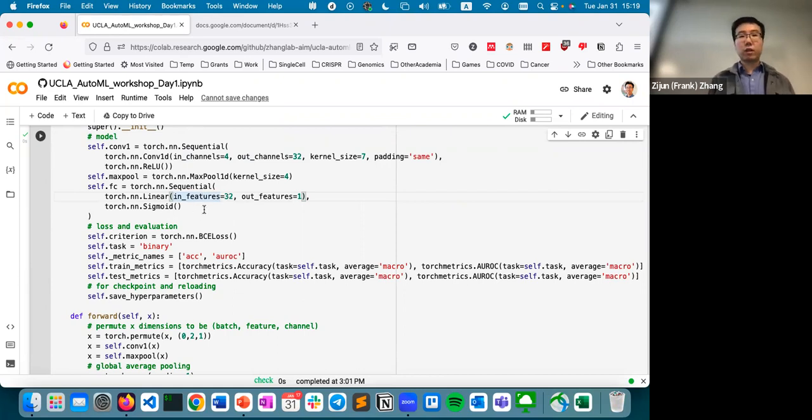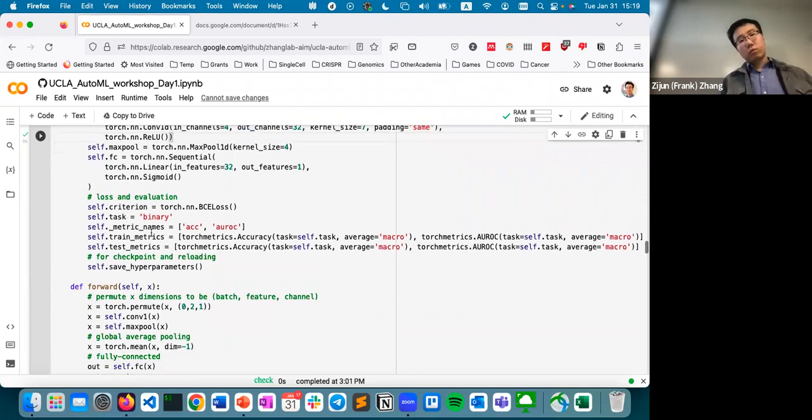So in Keras the input features are computed automatically for you, but here you need to keep track of how these shapes will change layer by layer throughout the program. And this is precisely why we put so much emphasis on understanding how the shapes will change.